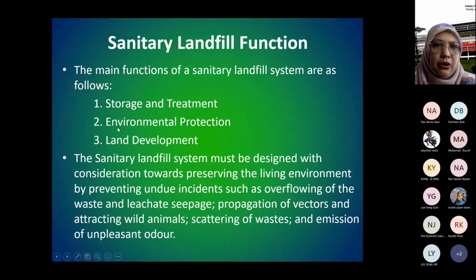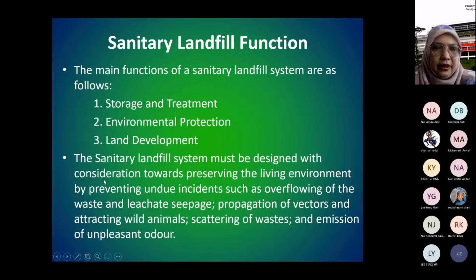Another function is environmental protection. Even though we are storing the waste in a land, however, we are considering the impact to the environment. So there are various facility requirements that we need to consider in order to protect the land or the environment at the landfill. And also at the same time, we need to think about land development at the end of the landfill duration. So what will happen to the land? We need to think about what are the developments next after the landfill is closed. Okay. So there are three main functions of landfill.